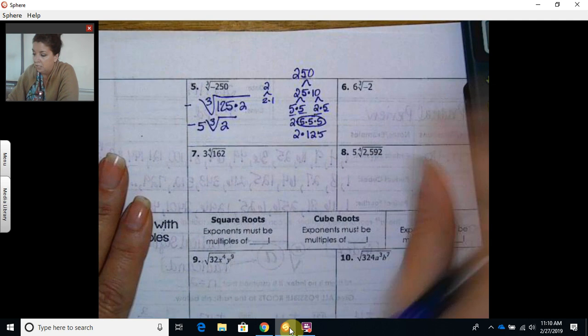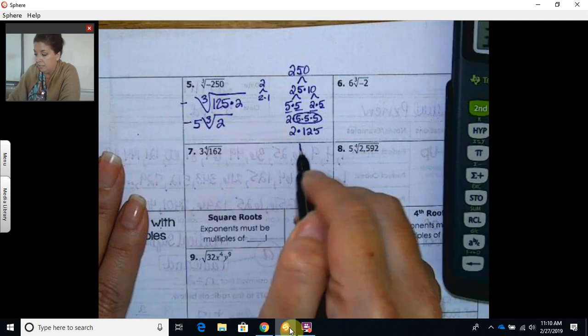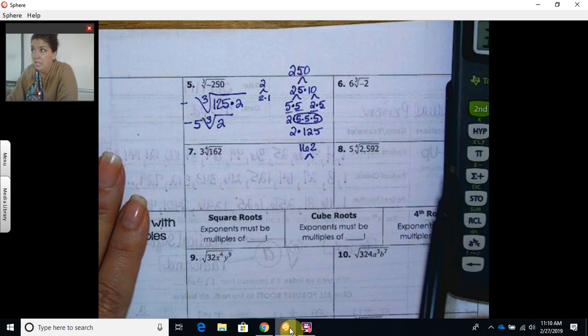All right, let me see if I can get this one finished real quick. Is 162 a perfect fourth? No, if I get a decimal, it's not. So I'm going to do a factor tree and see if it doesn't have 4 identical factors, then we can't simplify it without being a decimal, and we're not doing decimals.